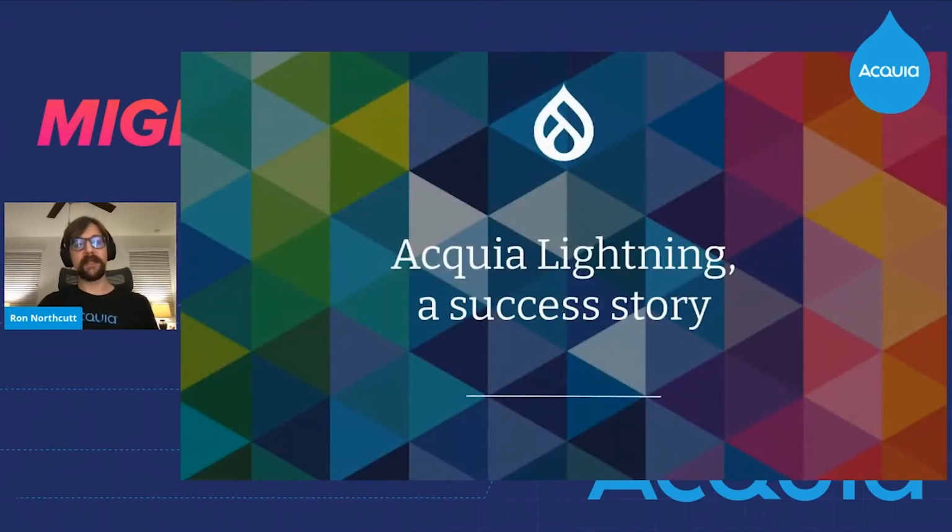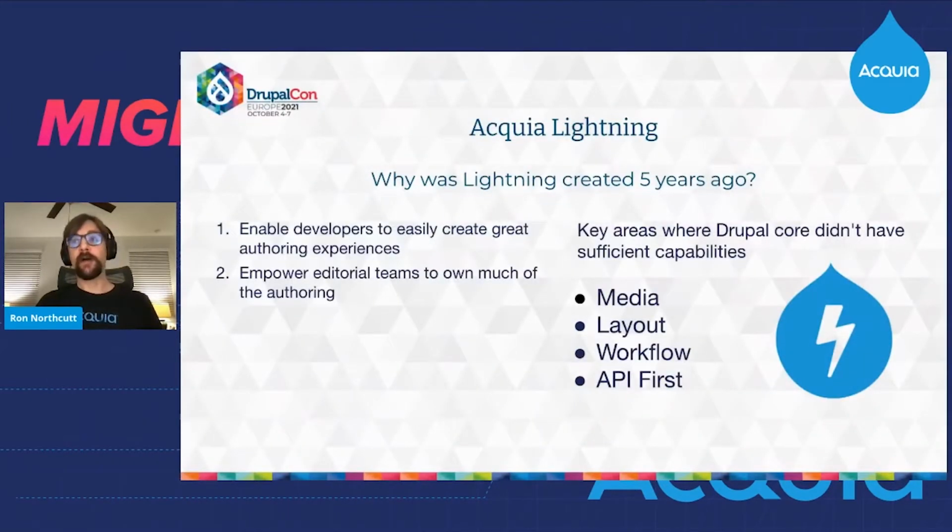But real quick, let's take a step back and talk a little bit about Acquia Lightning, why that's going away, and how that's been so incredibly successful. About 5 years ago, when Drupal 8 was first coming out, we came out with the Acquia Lightning distribution really to make it easier for developers to create authoring experiences and empower editorial teams.